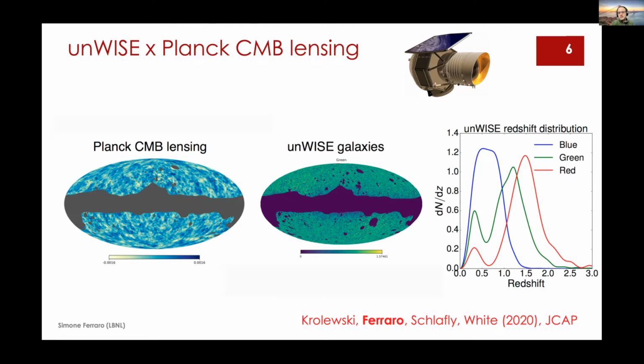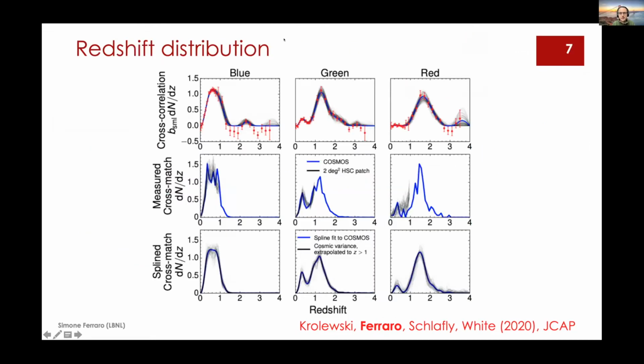But anyway, so this is great. These are two great catalogs that both are full sky. Of course, the galaxy map is masked, and there are several aspects of this analysis. The first was characterizing the redshift distribution, because WISE does not have photo-zs. So we did it in 2 ways.